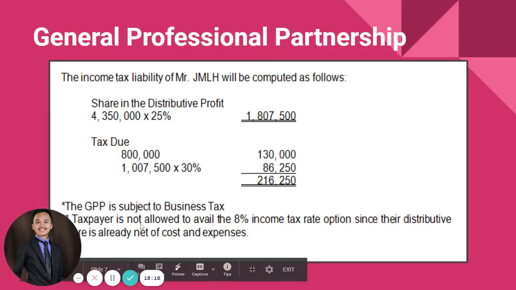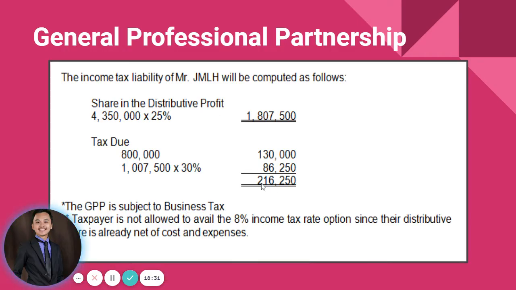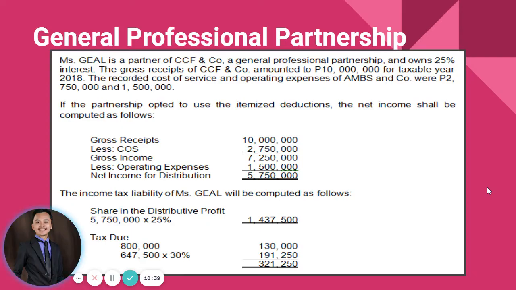And also, again, remember, the taxpayer will not be allowed to avail of the 8% income tax rate option since, again, their distributive share is already net of cost and expenses. So again, if the partner has no other source of income, then therefore his tax due will be 216,250. Okay? Now, what if the taxpayer opted to use itemized deductions?